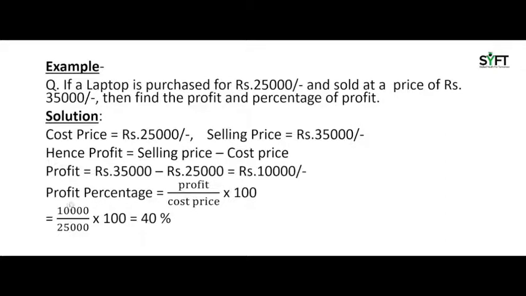Now we need to calculate profit percentage. The formula for profit percentage is profit divided by cost price, into 100. So here the profit is 10,000, cost price is 25,000, into 100. So the profit percentage will be 40%.